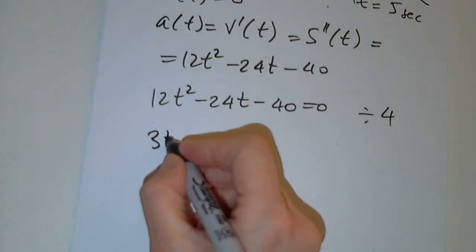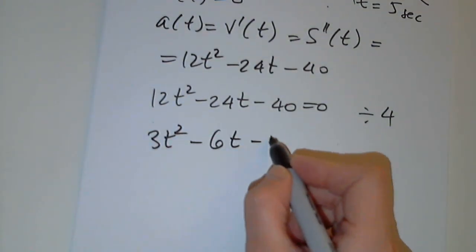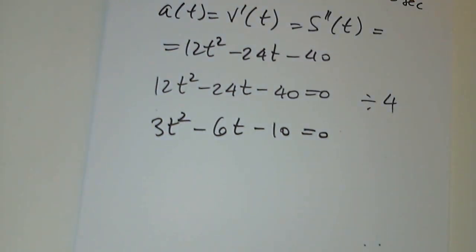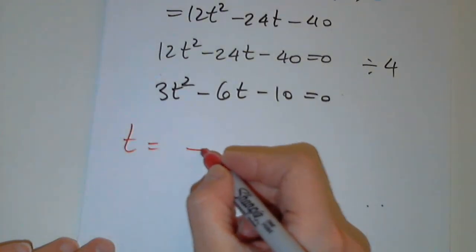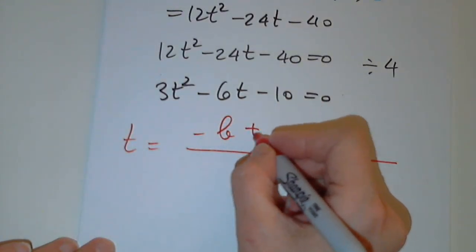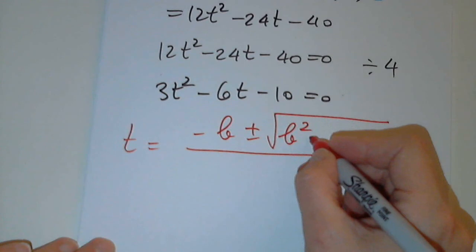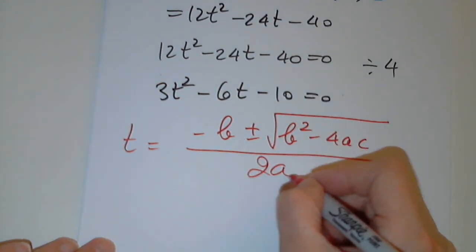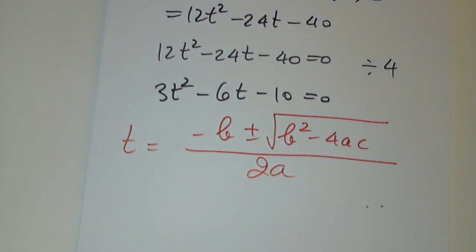So then we have 3t squared minus 6t minus 10 equals 0. 3 and 10, negative 30, and negative 6. I can't factor it, so I have to use the quadratic formula. So t equals negative b plus or minus the square root of b squared minus 4ac, over 2a. This is a refresher on the quadratic formula.